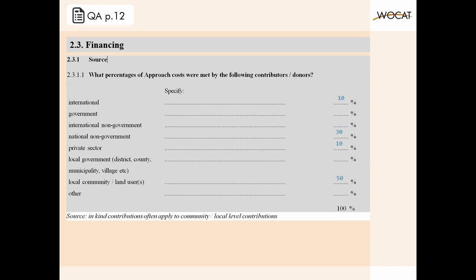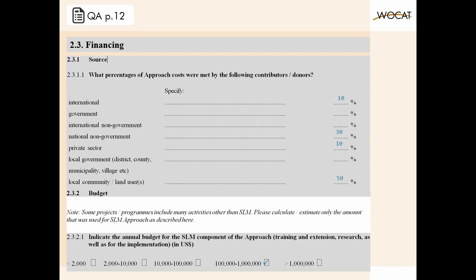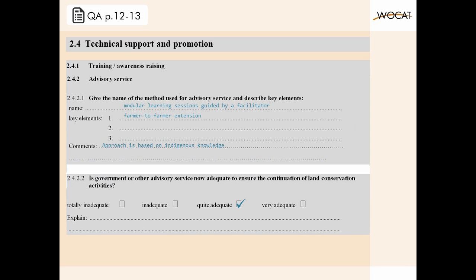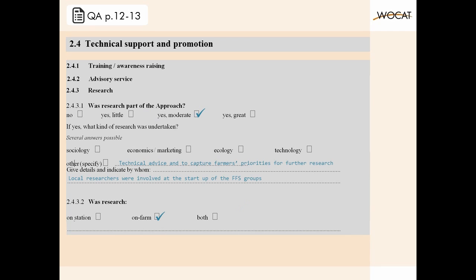First, the source of funding and what percentage of the costs were met by which donor is requested. Then you are asked to estimate the annual budget needed or used for the SLM approach. The next section on technical support and promotion covers training and awareness raising and in what form, the type and appropriateness of the advisory service offered, and if and what type of research was undertaken.